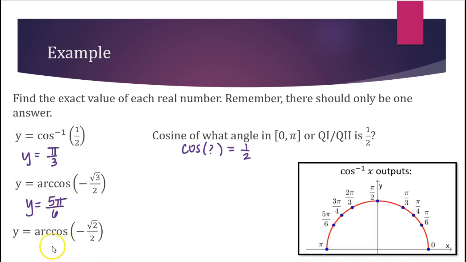And then finally, if we look at the last example, y equals arc cosine of negative radical 2 over 2. So once again, what angle do I plug into cosine to get out negative square root of 2 over 2? Since it's negative, I have to be in the second quadrant, and my option here is 3 pi over 4. So we get y equals 3 pi over 4 as my answer. And notice it said find the exact value of each real number. So remember, radians are real number values. That's why we're using our answers here in radians.